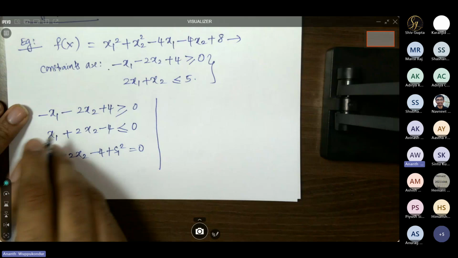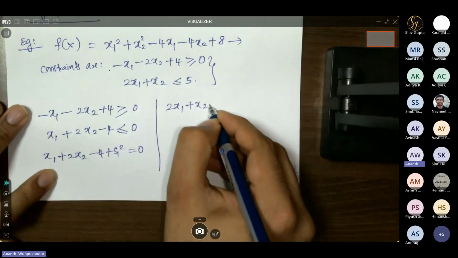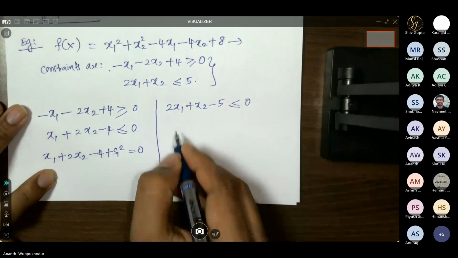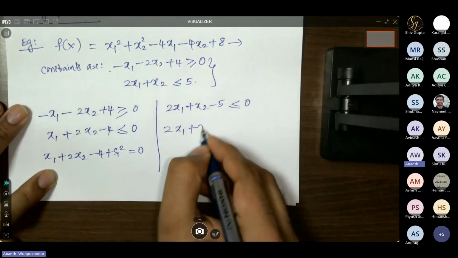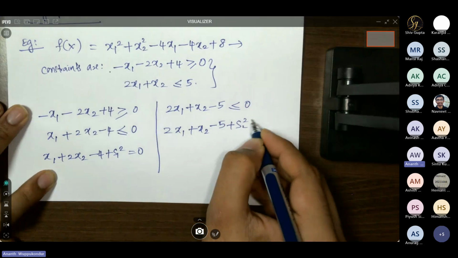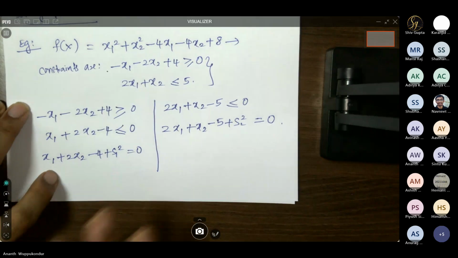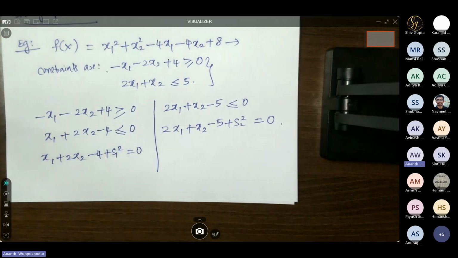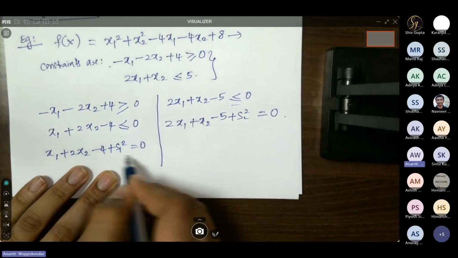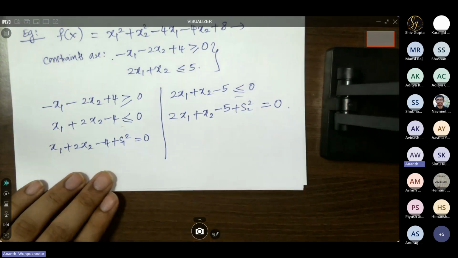Similarly, the other constraint is 2x1 plus x2 minus 5 less than or equal to 0, and so 2x1 plus x2 minus 5 plus s2 square equals 0. So that is what we did here. We had an inequality in both the constraints, and now we have removed the inequality. Once we remove the inequality, we apply the Lagrangian multiplier method.